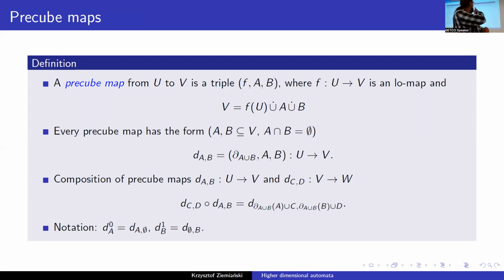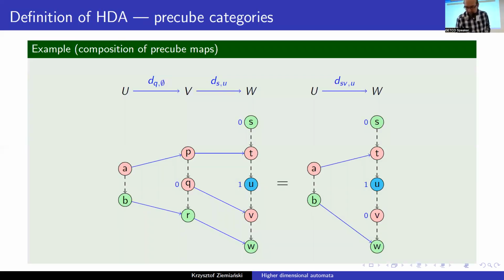And there is some natural way of defining composition, which is maybe best defined by an example. So you have a LO set U, a LO set V, and a map from U to V. This map sends A to P, B to R, and there is an extra element Q, which doesn't lie in the image. So we have to decide whether we put 0 or 1 here. We have decided to put 0 at this map.